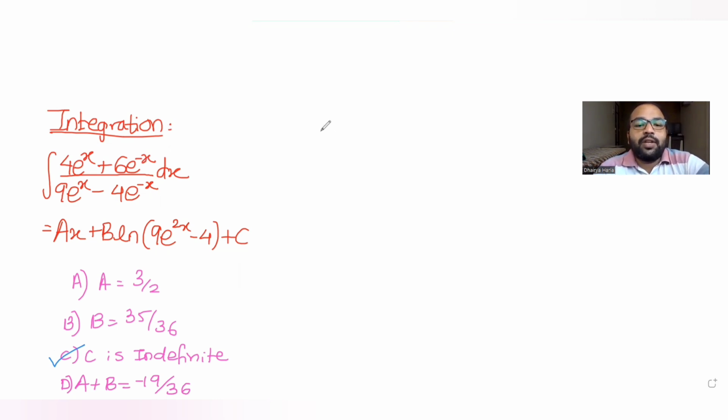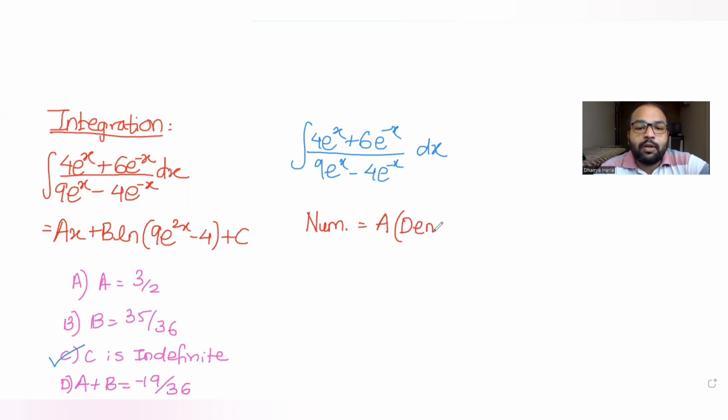Now, whenever we have an integration of a fraction here, I can write that entire fraction like this: integral of (4 e raised to x plus 6 e raised to minus x) over (9 e raised to x minus 4 e raised to minus x) dx. For such fractions, we always follow the idea that the numerator can be written as a into denominator plus b into derivative of denominator. Since here they have already used a and b, let's define some other variables. So let's take alpha into denominator plus beta into derivative of denominator.